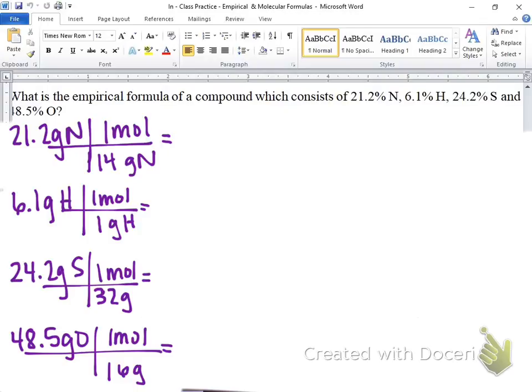Okay, so this is kind of our little second step. We're converting our grams to moles for every element. So go ahead and get to that step on your own. Do we see where all these numbers are coming from? This is molar mass, so it comes right from the periodic table.